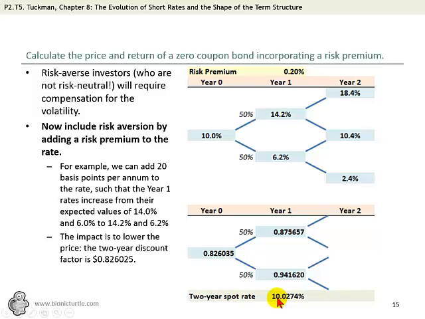So we can see now that by adding the risk premium, this is a more intuitive outcome, I think. By adding the risk premium, we go the other direction than we went with convexity, which is to say we're pushing the term structure up. And hopefully that makes sense. The more risk averse we are, the more we want compensation in the form of a lower price and a higher spot rate.